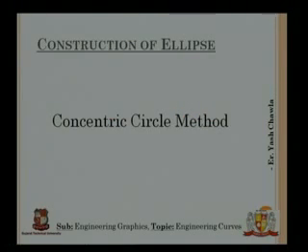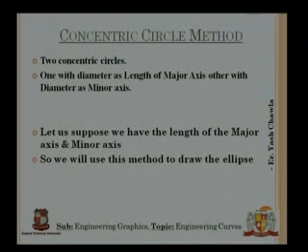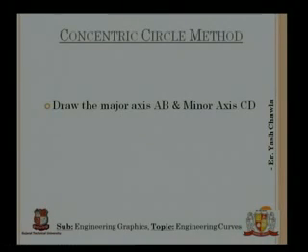The next thing that we are going to discuss is the concentric circle method, the construction of an ellipse by the concentric circle method. Again we are going to know the length of the major and minor axis. We are going to construct 2 concentric circles, one of the diameter of the major axis, one of the diameter of the minor axis, and the center of both circles would be point O, that is the intersection point of major and minor axis. So we will suppose that we have the length of major and minor axis, and we will use them to draw the ellipse by this method.